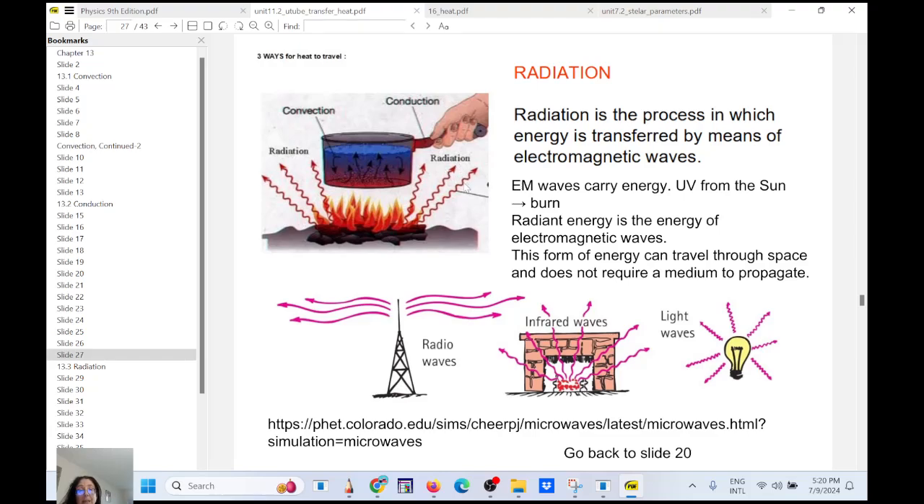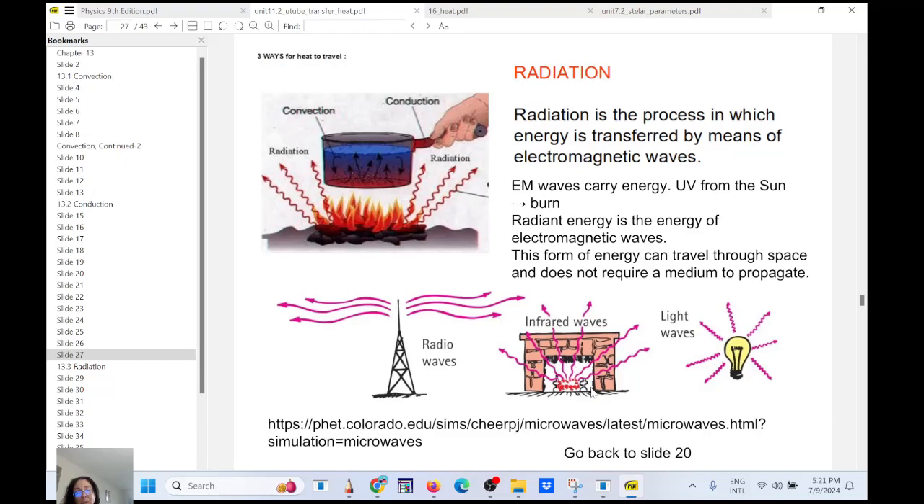So radiation here, in that case, does not need the medium. Okay, it can be transferred through space, empty space. Whereas conduction, of course, you need the medium, and convection, of course, you also need the medium. Okay, so we're going to talk about radiant energy, which is the energy of electromagnetic waves. So, for example, when you are exposed to the sunlight, you know that UV can cause burn. So that means UV is carrying energy. Okay, so energy is carried by electromagnetic waves.